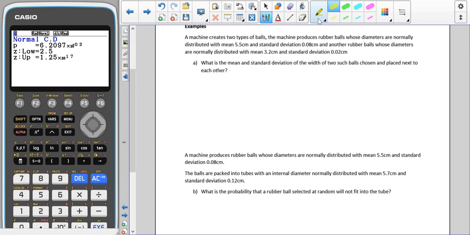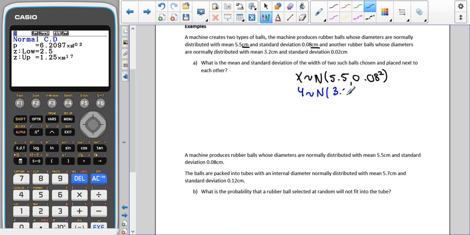So if I describe the first ball here, the one with a mean of 5.5 centimetres, as X, then X follows a normal distribution with a mean of 5.5 and a standard deviation of 0.08. Notice the units are already the same, so we don't need to change anything there. If I describe Y, the second type of ball, as following the normal distribution with a mean of 3.2 and a standard deviation of 0.02 centimetres, then when I put these two next to each other, I am going to have X plus Y.